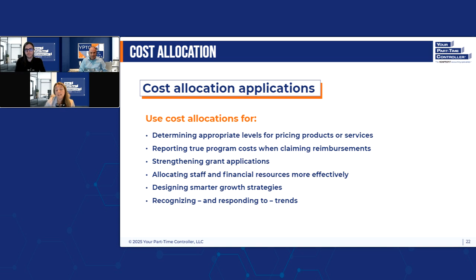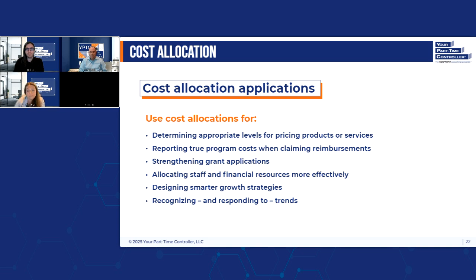And also, if you're looking at this statement of functional expenses and your allocations monthly, you can see trends and respond to them in real time, because you have that information ahead of you, which can also help you figure out ways to grow or areas to divert resources and move your attention.